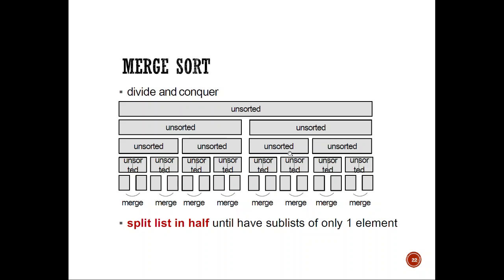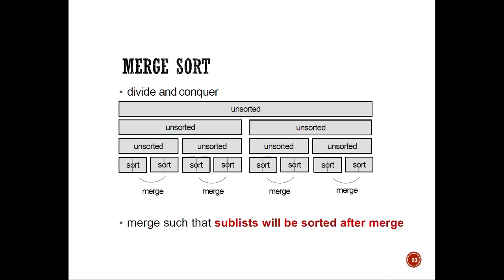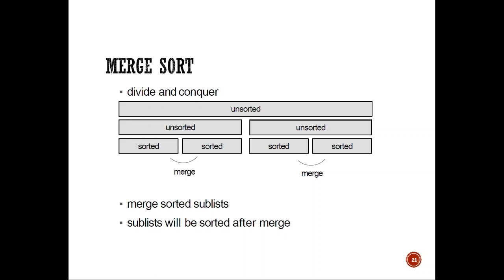So we keep on dividing the list into sublists, and then we merge. So we split the list in half until we have sublists of only one element, and then we merge. We merge such that the sublists will be sorted after the merge. We keep on merging the sorted sublists until all the sublists will be sorted.